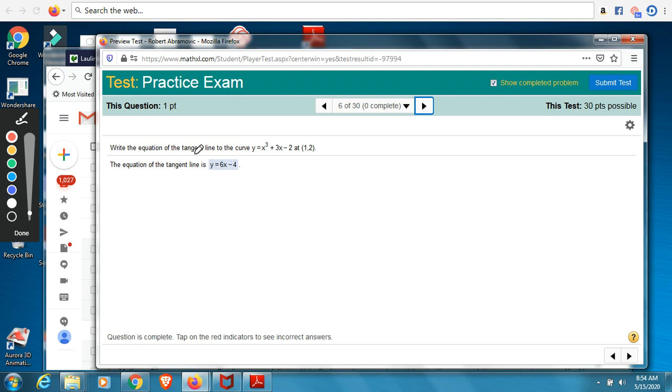Next question: write the equation of the tangent line to the curve y equals x cubed plus 3x minus 2 at (1, 2). So here, if you recall, to find the equation of the tangent line, we need to find the slope. The slope of this tangent line is going to be the value of the derivative evaluated at x equal to 1, the x coordinate. Y prime, we can just differentiate each term using the power rule to get y prime is 3x squared plus 3.